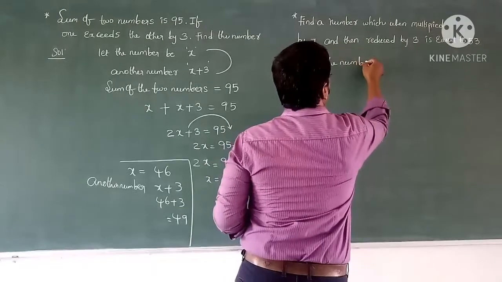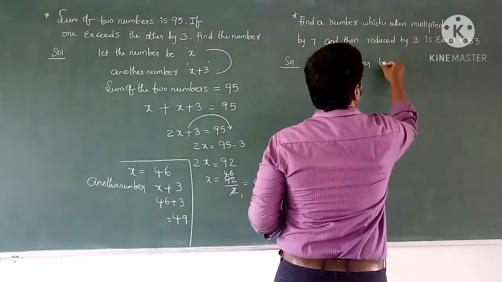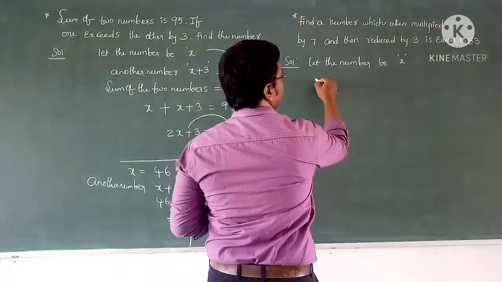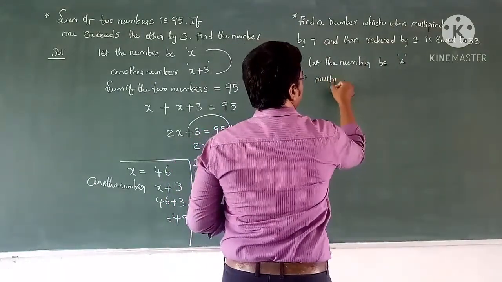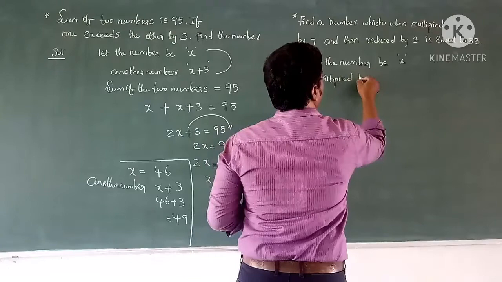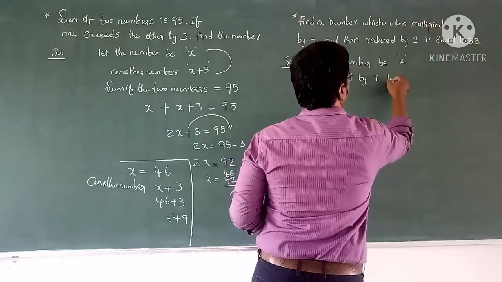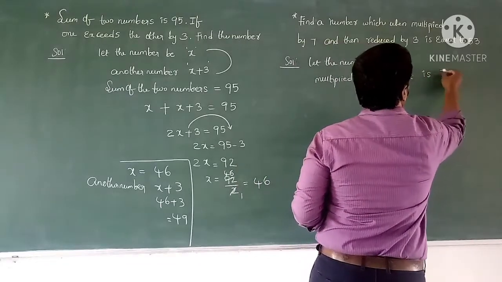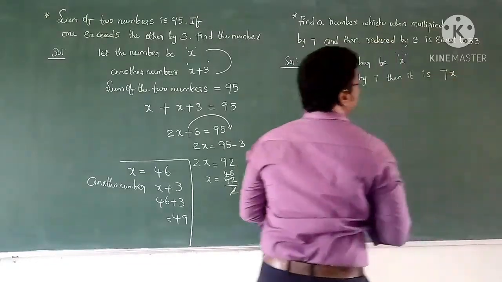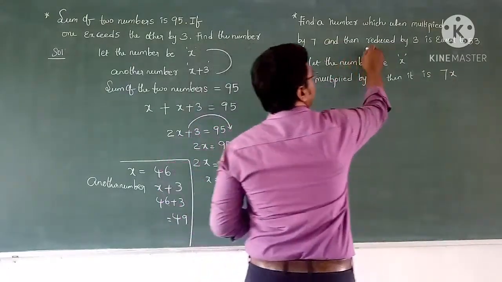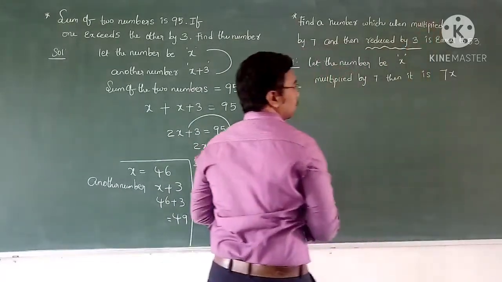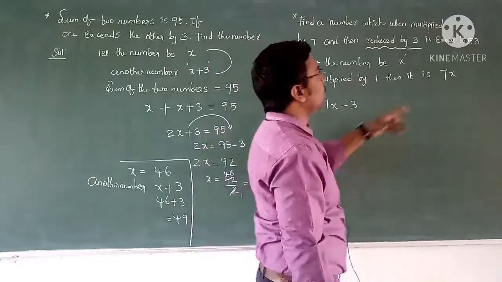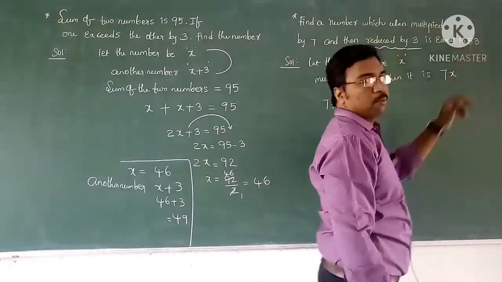See here, let the number be x. Multiplied by 7, then it is 7x. Given that it is reduced by 3, so 7x minus 3 is equal to how much?